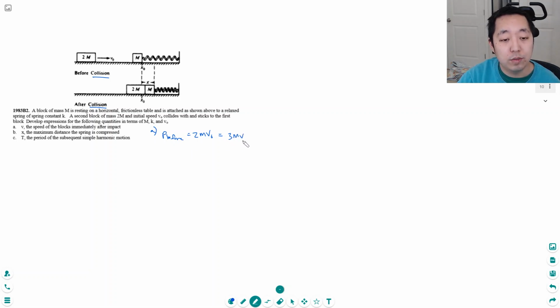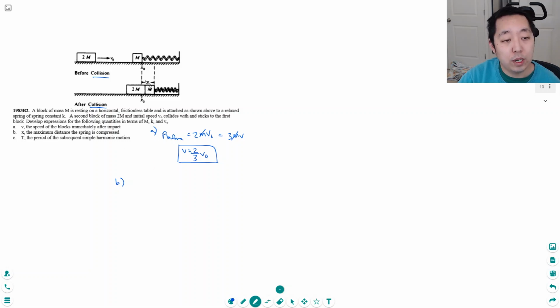So I can solve for v, the m's cancel, and V is equal to 2 v naught. Wait, 2/3 v naught. I've got to divide by this 3. Okay. B, the maximum distance the spring is compressed.